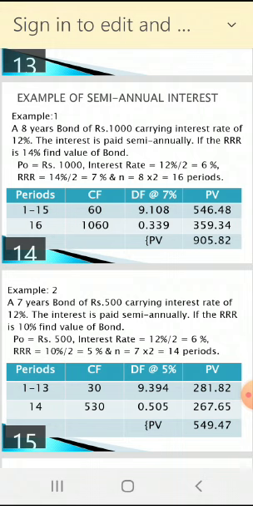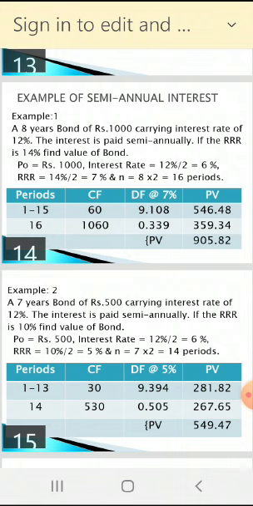So 60 multiplied by 9.108 is equal to 546.48. Please calculate 60 multiplied by the annuity factor at 7% for 15 periods, 9.108. So the answer is 546.48. Then the 16th period. The 16th period means the last 6 months of the 8 years.